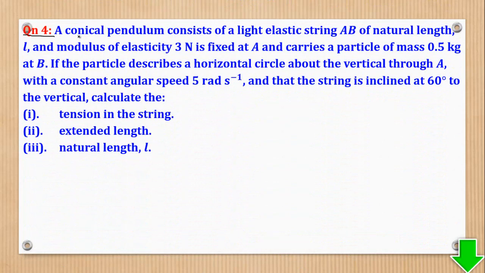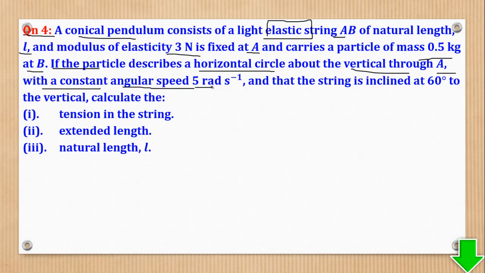Then question 4 says a conical pendulum consists of a light elastic string AB of natural length L and modulus of elasticity 3 newtons, is fixed at A and carries a particle of mass 0.5 kilograms at B. If the particle describes a horizontal circle about the vertical through A with a constant angular speed of 5 rad per second, and the string is inclined at 60 degrees to the vertical, calculate Roman 1 the tension in the string, Roman 2 the extended length, and Roman 3 the natural length.